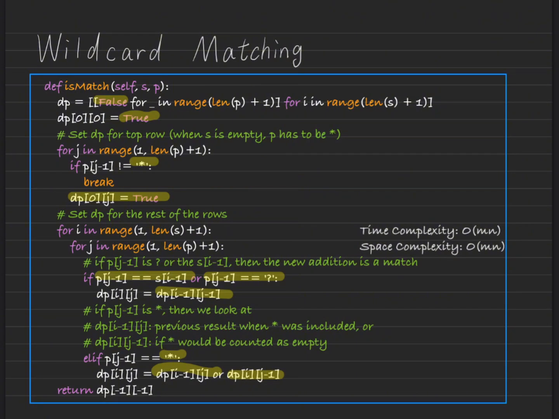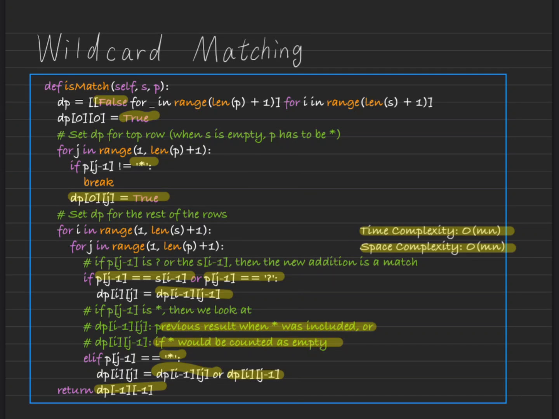Again, just to reiterate, dp at i minus 1, j is the previous result when the star was included, and dp at i, j minus 1 is when the new character star will be counted as empty. Finally, we return the last element in the dp table. The final time complexity is O of m times n because we iterate through each element in the table. And the final space complexity is also O of m times n, m being the length of S and n being the length of P.